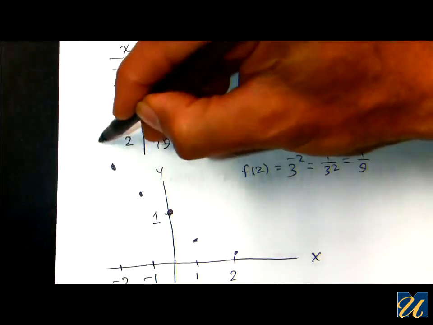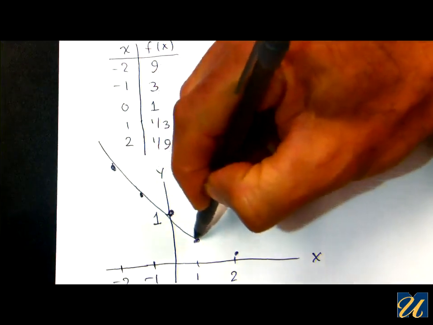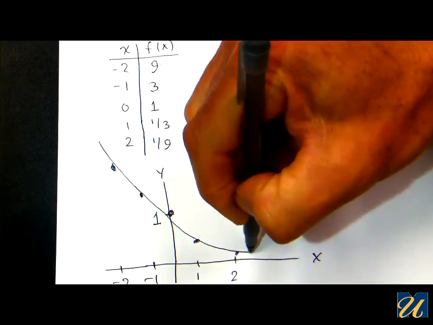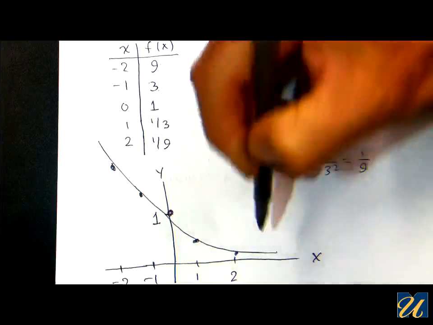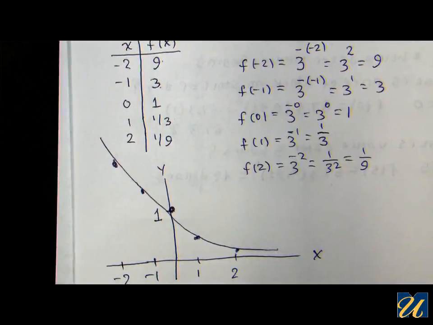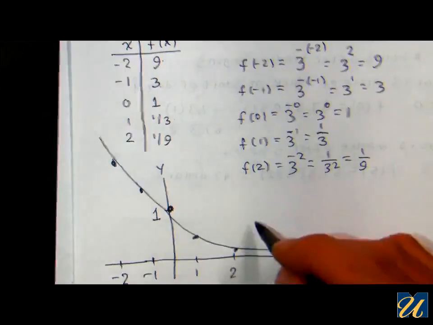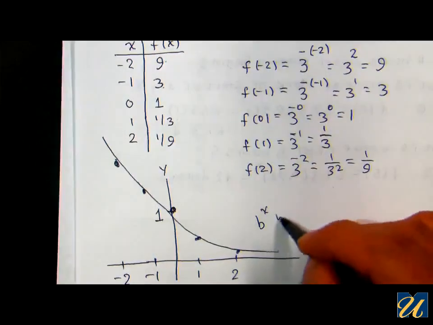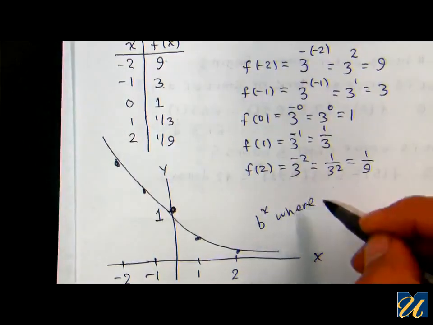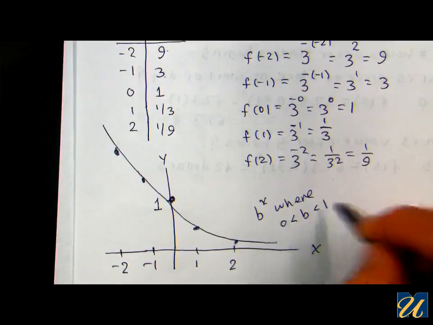And the function is a decreasing exponential, like this, and gets smaller and smaller, but never gets to 0. So that's the typical shape. Now, why do you say that is the shape? Because isn't this b to the x where b is a fraction between 0 and 1?